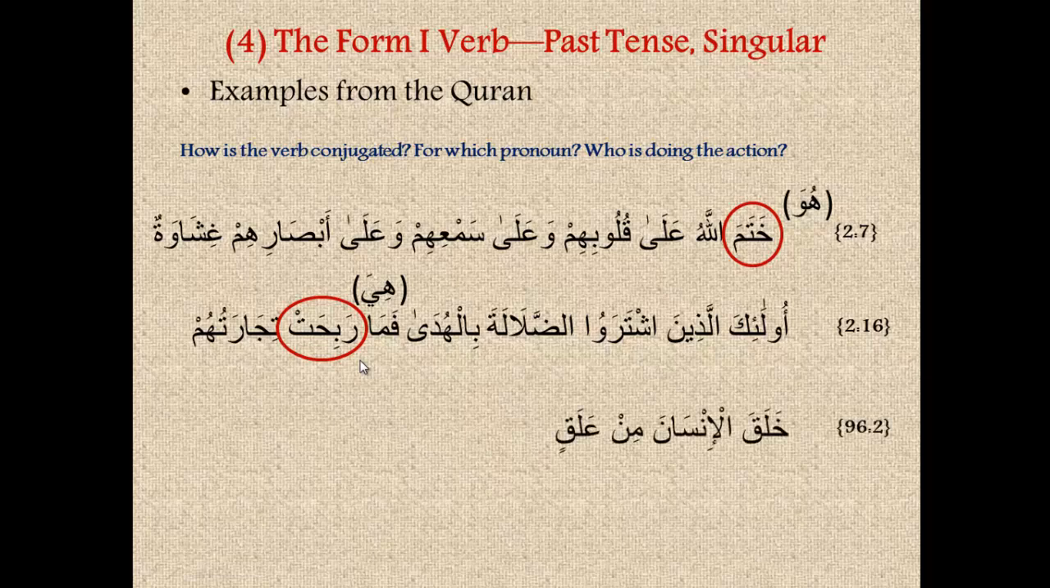Example number 3. خَلَقَ الْإِنسَانَ مِنْ عَلَقٍ. Verse number 2, taken from Surah Al-Alaq. The verb here is خَلَقَ, which we actually conjugated in the previous slides. خَلَقَ is conjugated for huwa. It falls neatly under the pattern fa'ala and refers to Allah. Allah is the one who created man from clot. Also, I forgot to mention, rabihat follows the pattern fa'ilat, for the verb rabiha or fa'ila.